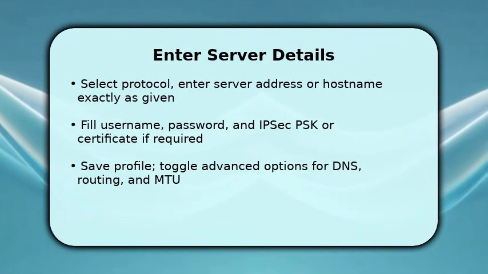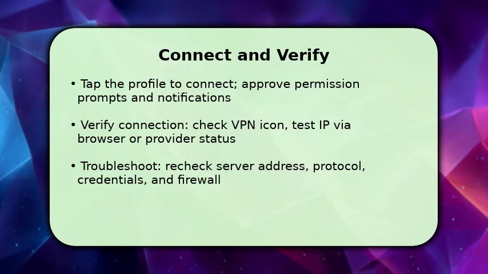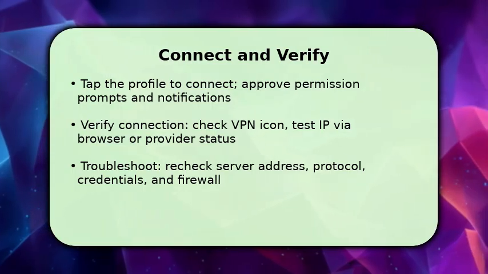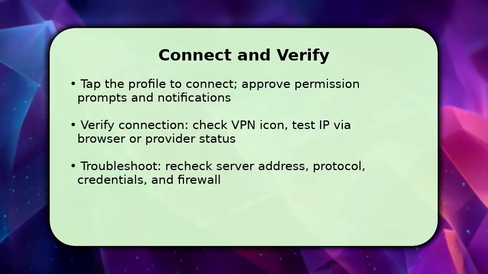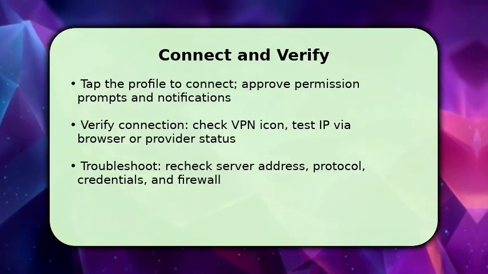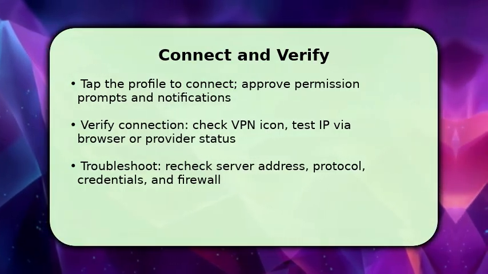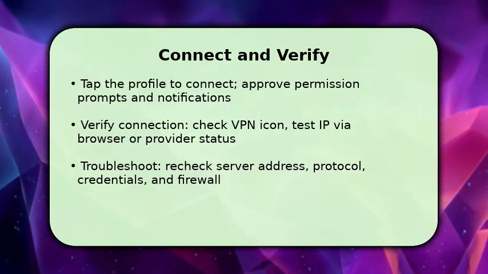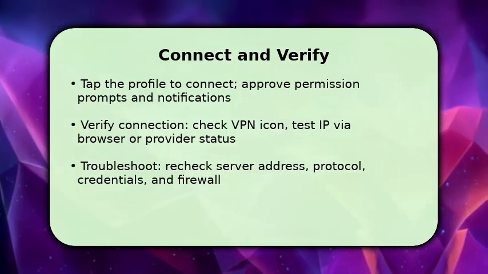You finish by tapping the VPN profile to connect. Accept any system permission prompts. Look for the VPN key icon in the status bar and then verify by visiting a What is my IP page or your provider's connection status to confirm the server address is in use.